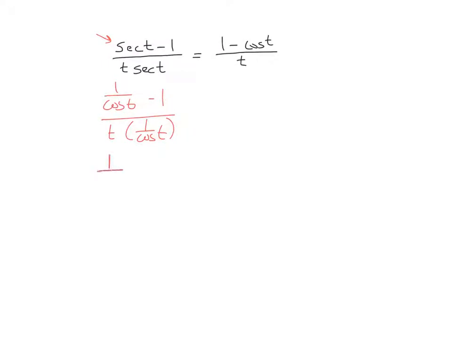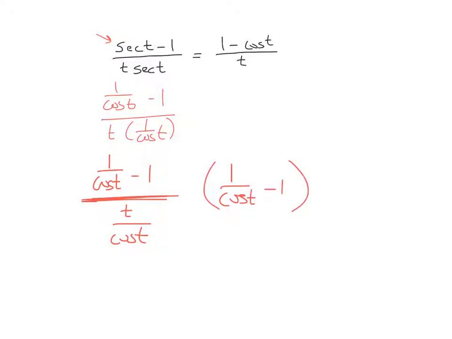I really have 1 over cosine t minus 1. On the bottom, if you multiply the denominator, I have t over cosine t. And now don't forget this: anytime you have a fraction bar, it means divide. And divide means, in your case, keep, change, flip, or just multiply by the reciprocal. So I'm going to take the numerator right here, 1 over cosine t minus 1, and multiply it times the reciprocal of my denominator, which is cosine t over t.